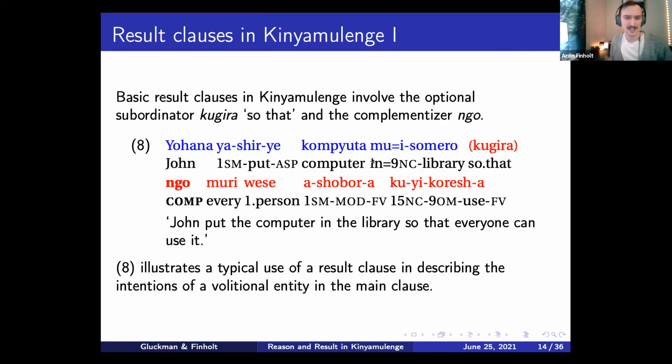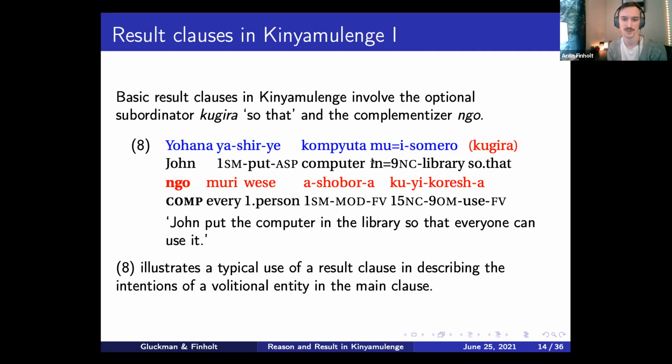And so in contrast to reason clauses, basic result clauses, or default result clauses, in Kinyamulenge involve, again, an optional subordinator, this time kugira, and then crucially the complementizer ngo. Remember, with reason clauses, the default complementizer is ko. Here with the result clause, the default complementizer is ngo. So there's a mismatch in the default complementizer between reason and result clauses. So we can see this in 8.